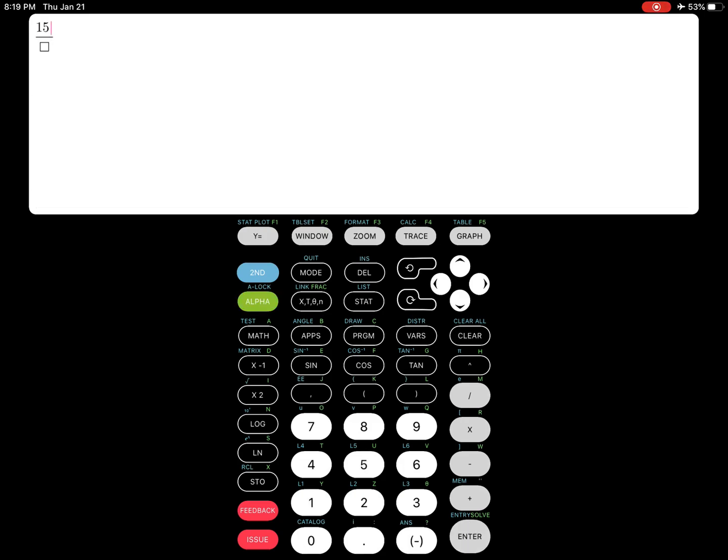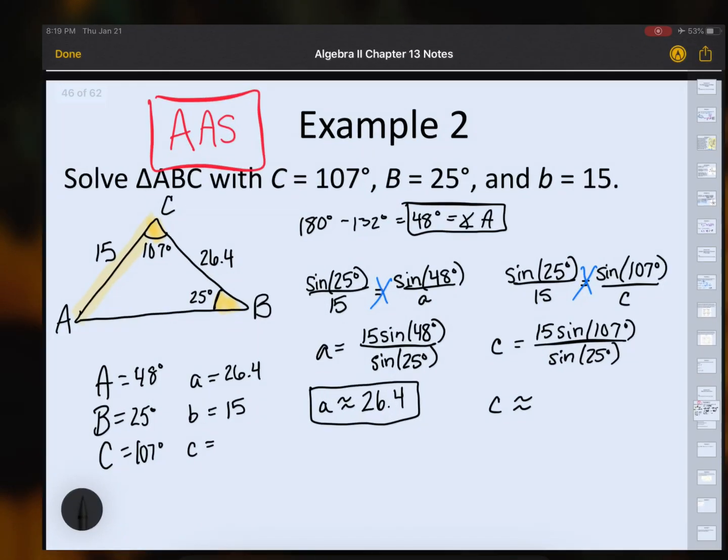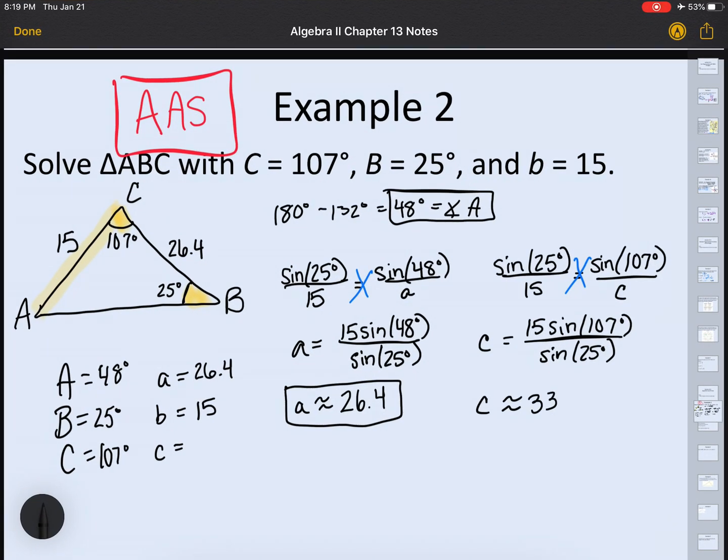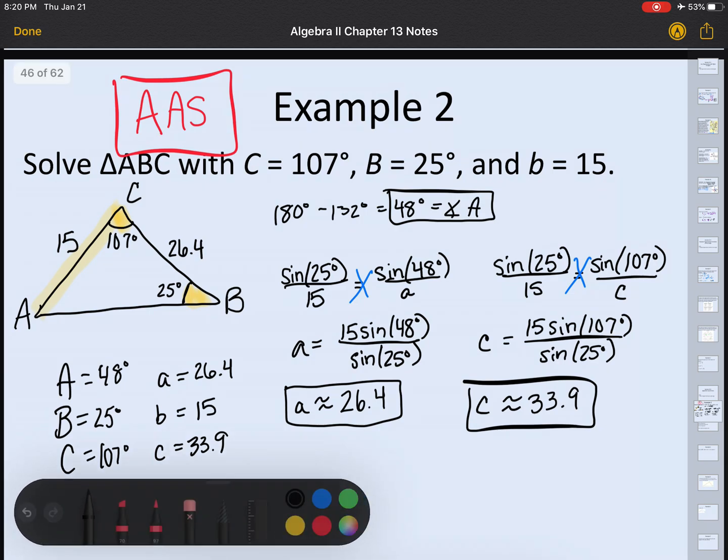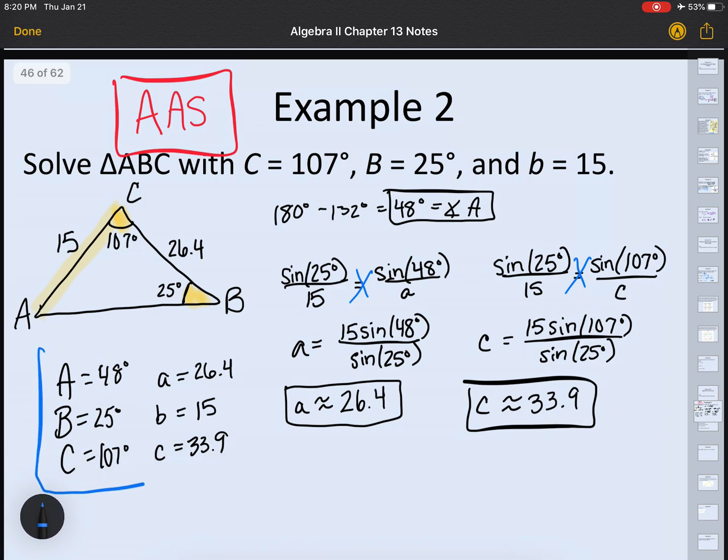So we're doing 15 sine 107 all over sine 25. And we should get 33.9. So 33.9 units long. So there's our C. So here we have solved all three angles and all three sides of triangle ABC. So here's our answer for that question, example 2.